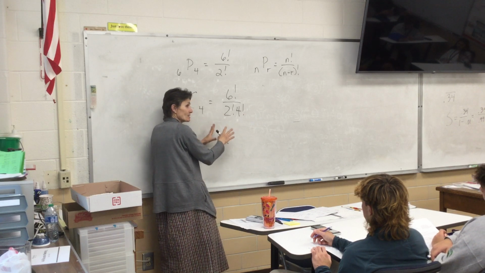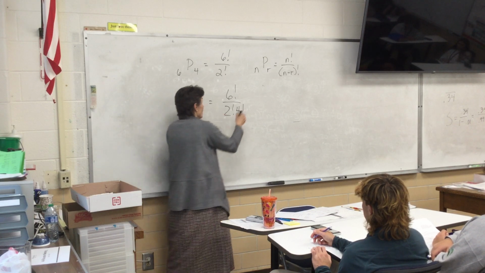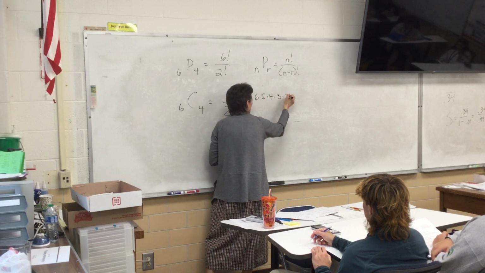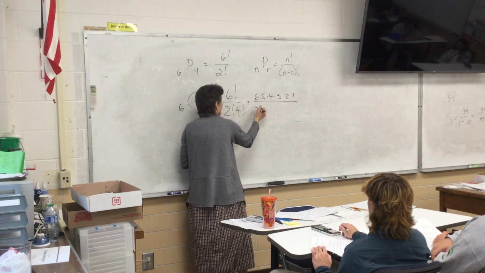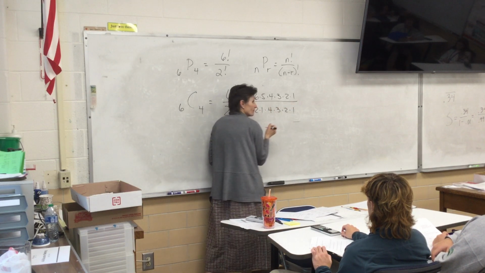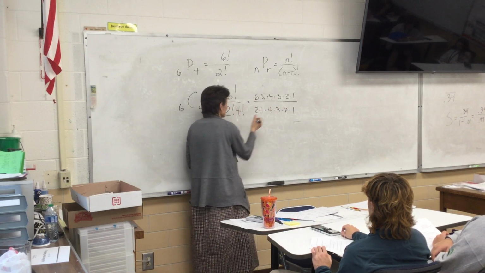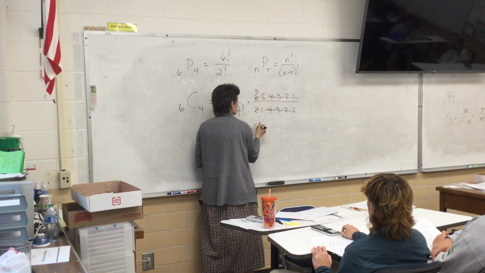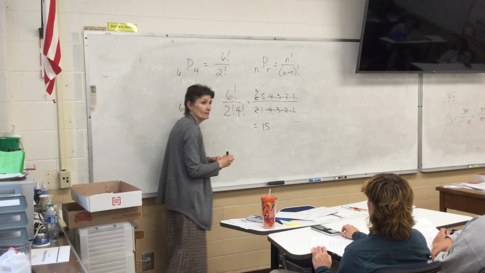Now these cancel a ton. Think about it. You have 6, 5, 4, 3, 2, 1 on the top. And on the bottom you have 2, 1, and 4, 3, 2, 1. You're gonna lose a lot. All that's gone. 2 goes into there. The answer to the problem is just 15.